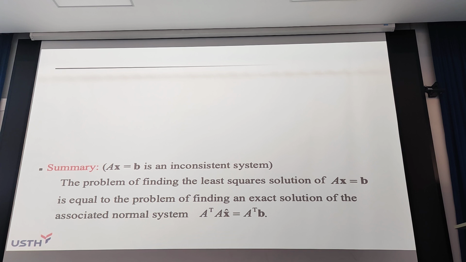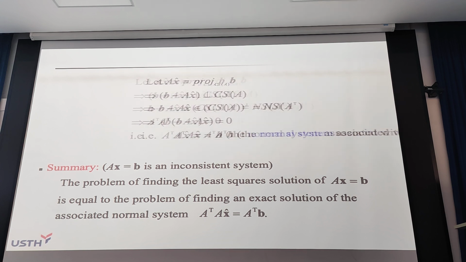Now I summarize it here. Suppose that here we need to find the least square solution of that, that is, to find an exact one. Okay, I show it here.